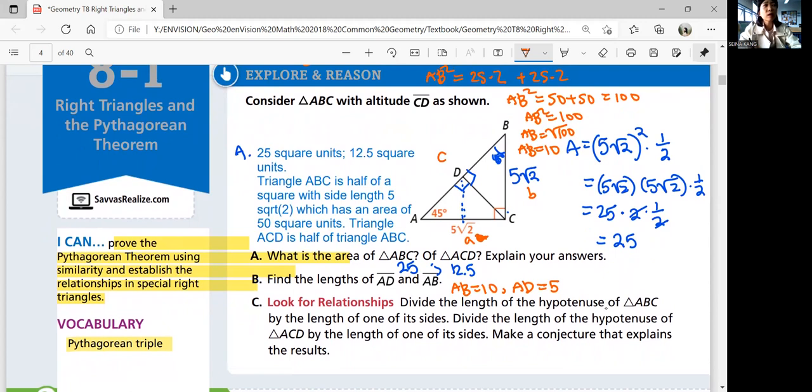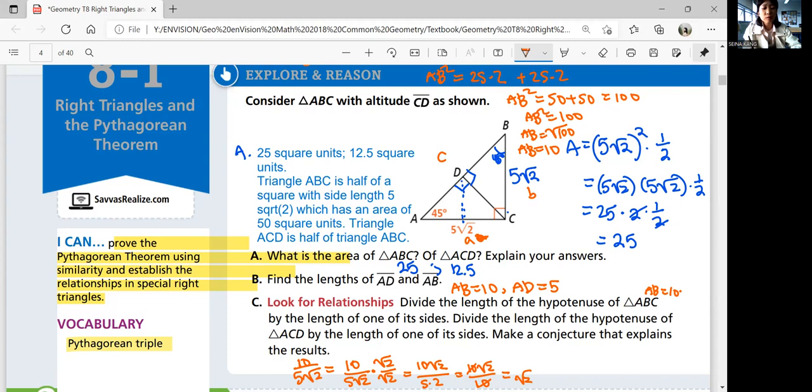Okay, we're gonna divide the length of the hypotenuse of ABC. So hypotenuse is AB, which is 10, by the length of one of its sides. So 10 divided by one of the sides, 5 square root 2. And if we multiply by square root 2 over square root 2, just to rationalize your denominator, then we have 10 square root 2 over 5 times 2. And that's 10 square root 2 divided by 10. And so if you cancel out 10, that's just square root 2.